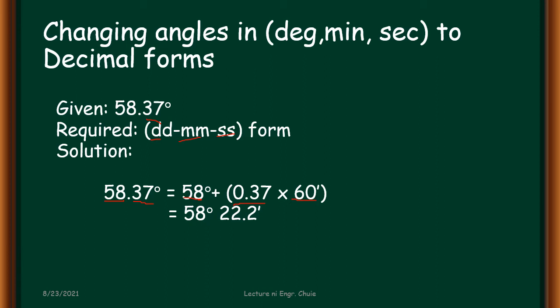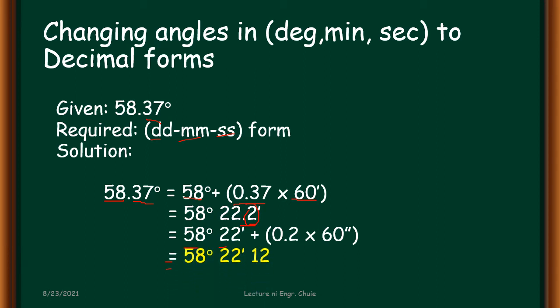Hindi pa, because we need degree, minutes, and seconds. Mayroon pa tayong natitirang 0.2 minutes. So, what is the equivalent of 0.2 minutes in terms of seconds? So, copy lang yung 58, yung 22, tapos i-multiply na natin by 60 seconds yung 0.2. So, 58 degrees, 22 minutes plus 0.2 times 60 seconds, since yung isang minuto is equivalent to 60 seconds. So, this is equal to 58 degrees, 22 minutes, and 12 seconds.